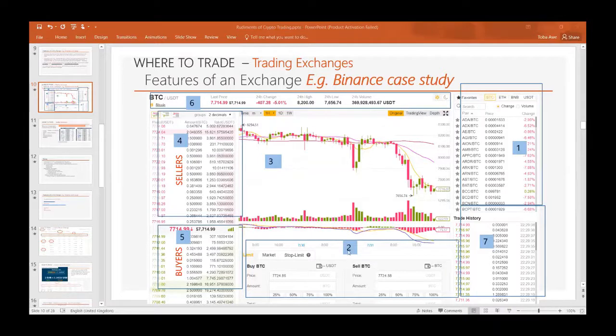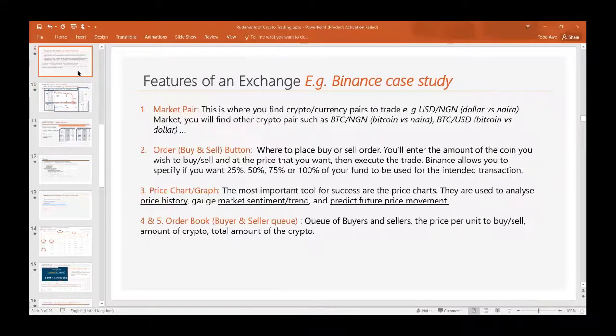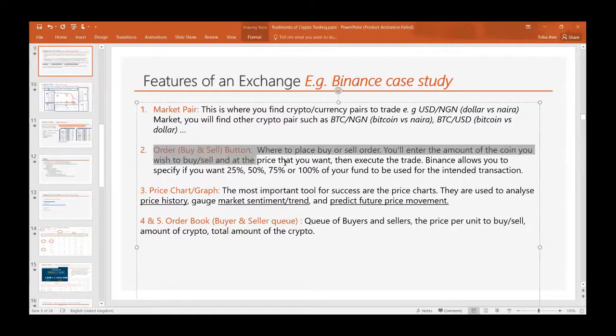So now number 2 is the buy button. The order button, that's where you need to do your buy and sell. So we've explained market pair, we are now explaining the buy button. It's a place where you place your buy and sell order. You will enter the amount of coin you wish to buy or sell, the price you want to sell it or buy it at, then the quantity you need. So 3 things. You need 3 things.